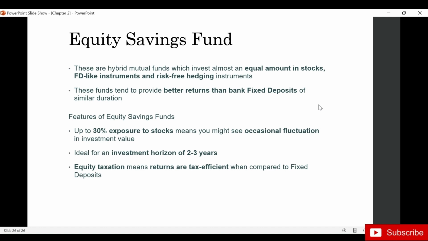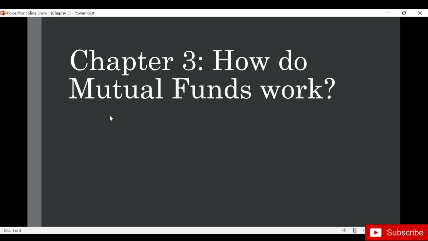Let us now talk about the features of equity savings funds. These funds provide you with up to 30% exposure in stocks, which means that you can see some occasional fluctuations in the investment value depending on whether the stock market goes high or low. Equity savings funds are suitable for investors with investment tenure between 2 and 3 years. Also, equity savings funds have equity taxation, which means that the returns are more tax efficient when you compare them with fixed deposits.